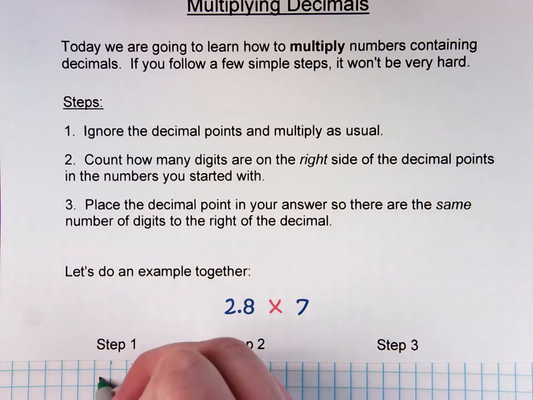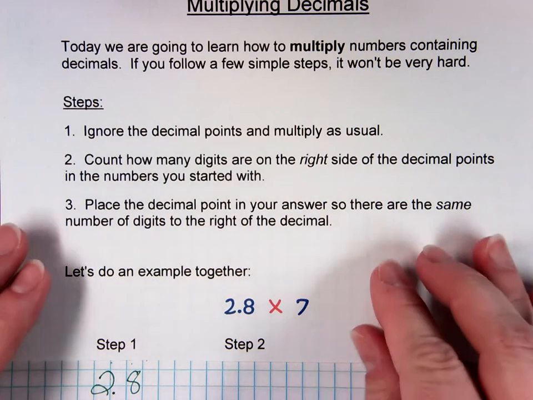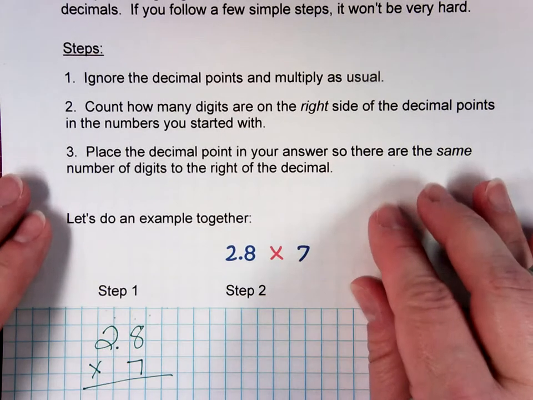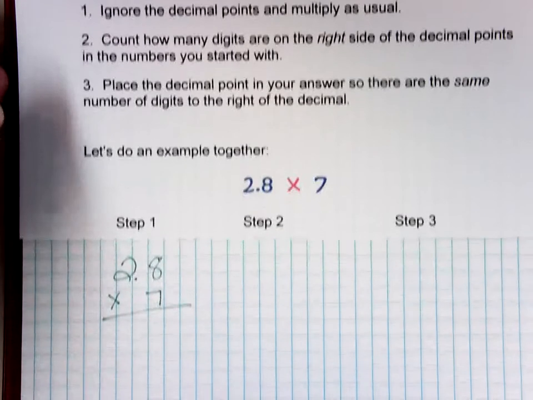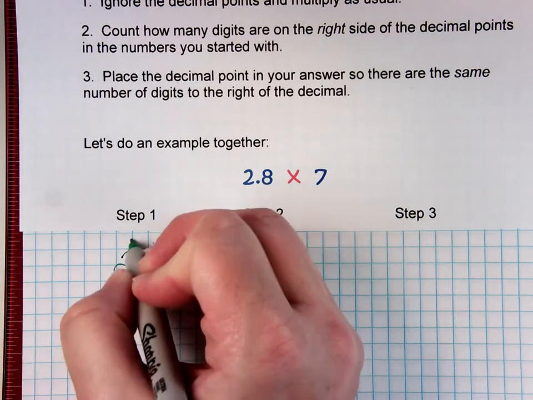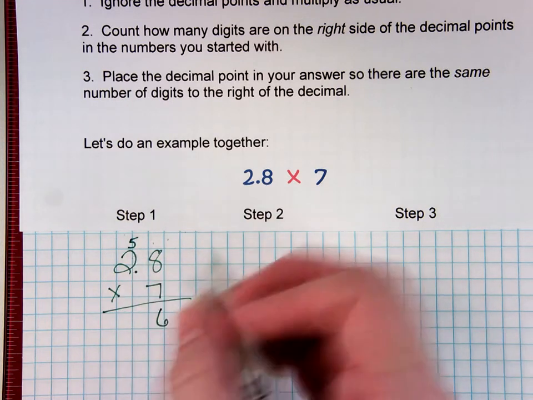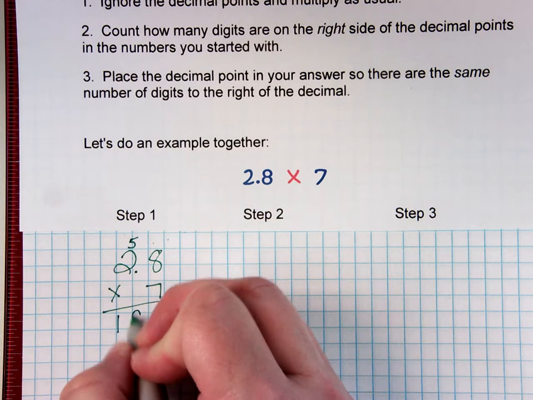2.8 times 7. Step 1. Ignore the decimal points and multiply as usual. 2.8 times 7. Eight times 7 is 56. 2 times 7 is 14, plus the 5 is 19.